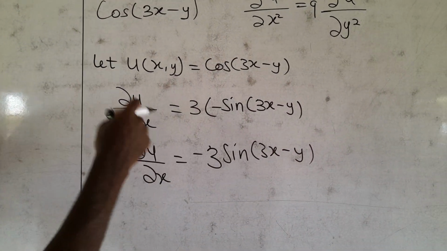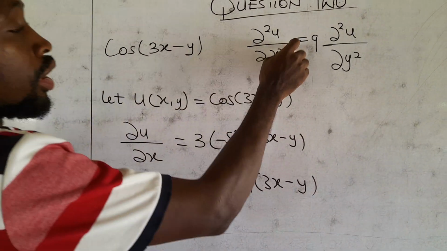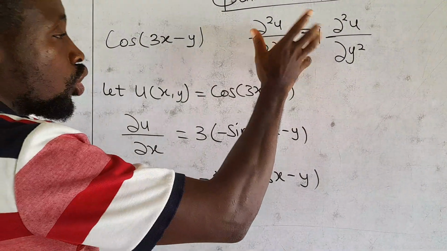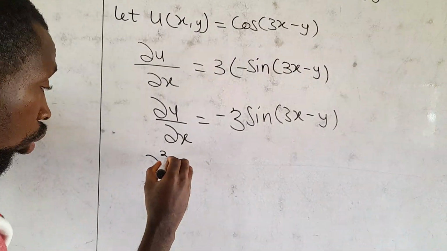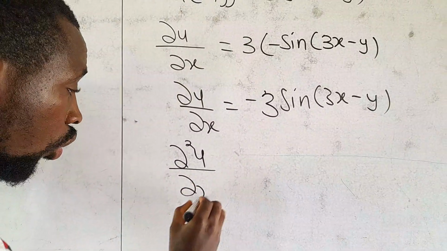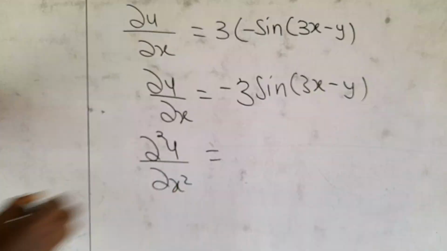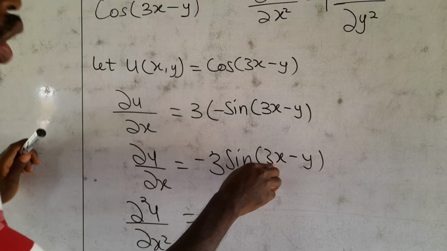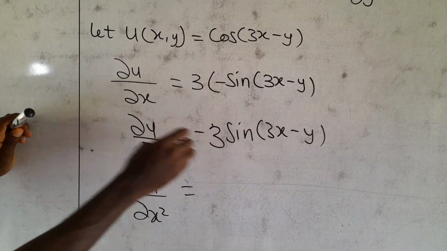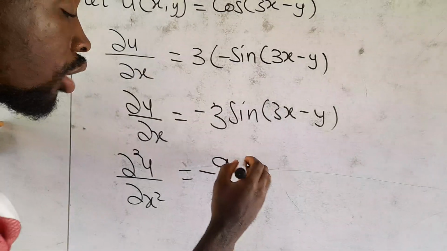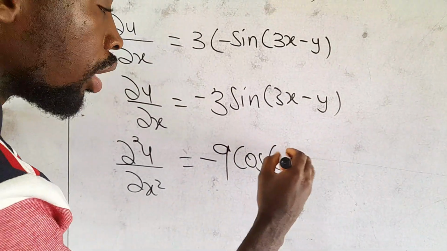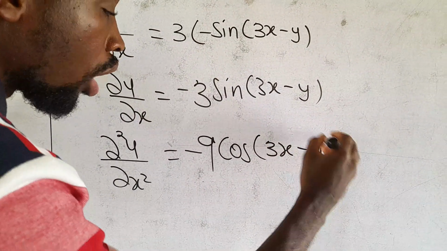Now we find the second derivative, since our partial differential equation is of order 2. So we find del square u over del x square, and this will be equal to, we differentiate again. When we differentiate this, we get 3. We multiply, and it will be negative 9. Then the differential of sine is cos. Then we repeat the angle 3x minus y.